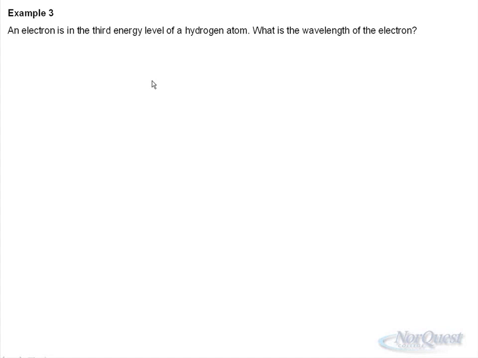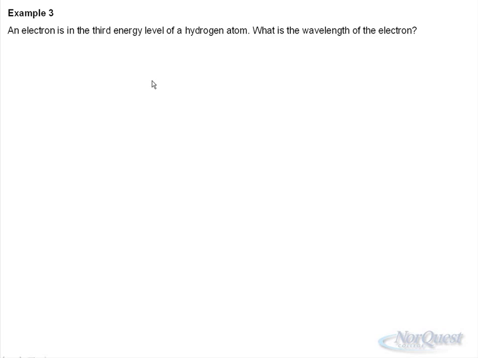Alright, this last example, I'm going to actually show you with two different methods. You're going to need to know the Bohr formulas from the last lesson. So again, this type of question would be providing you with the Bohr energy or radius formulas to allow you to complete the question.